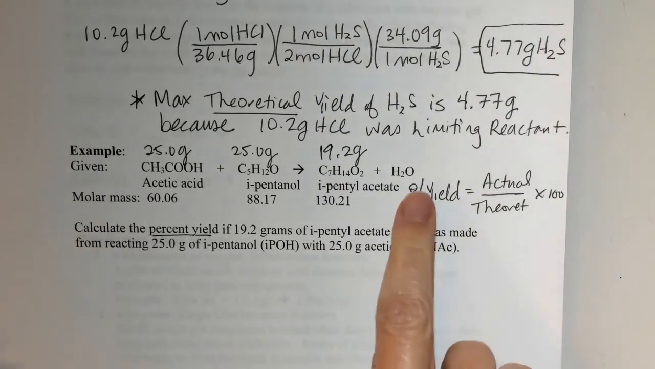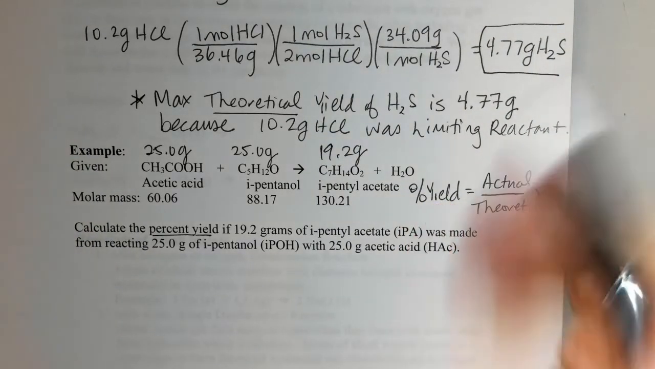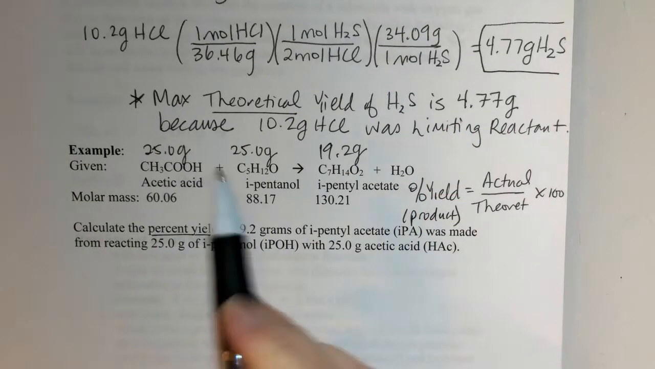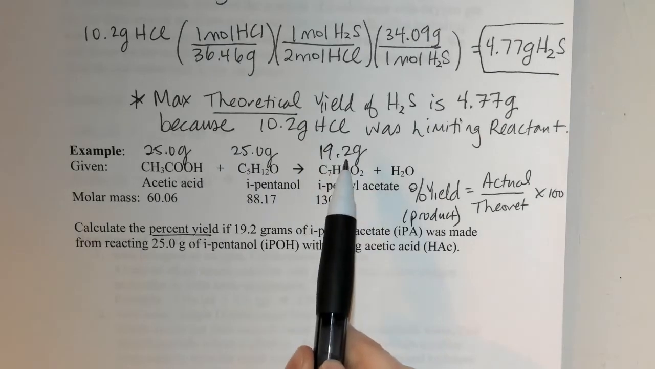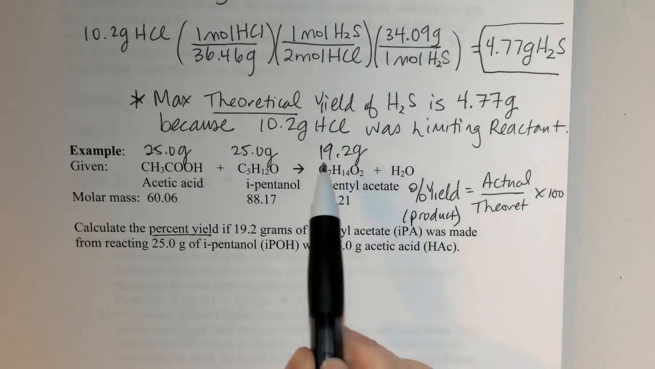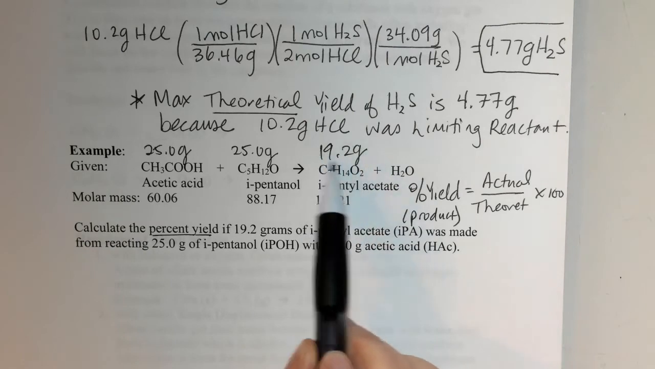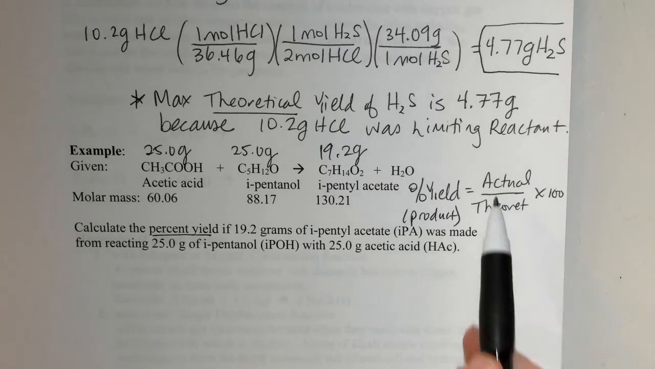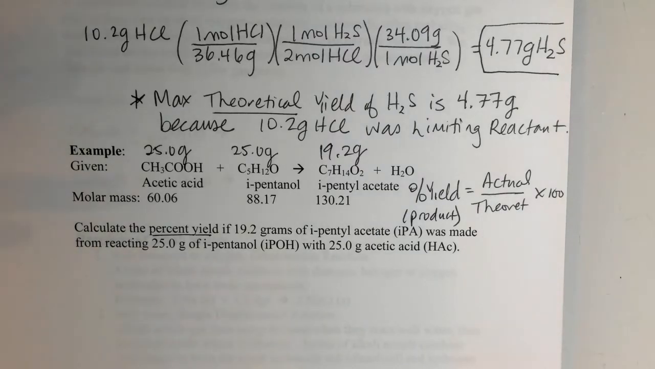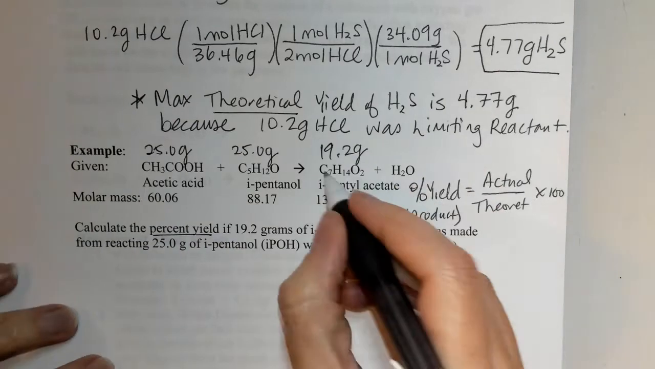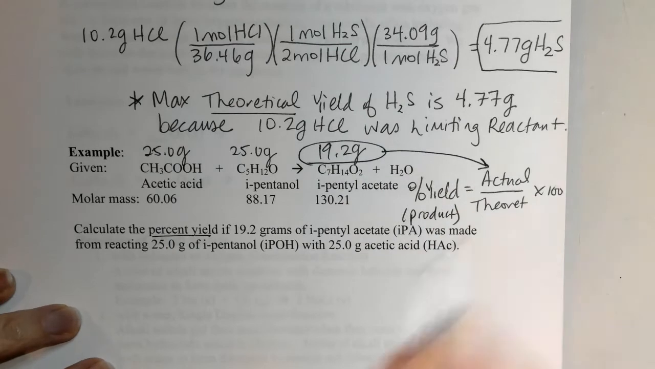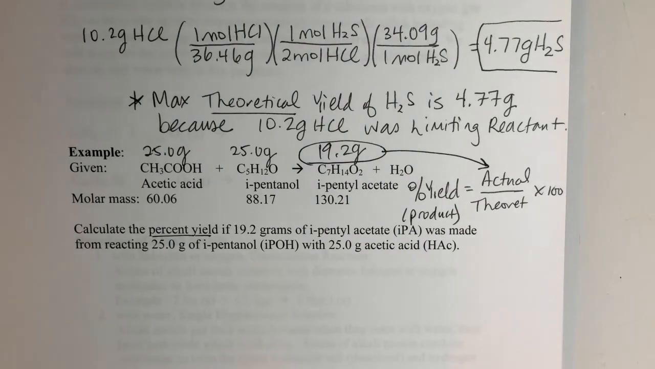Now, if you're doing a percent yield, it's a yield, so it's always going to be looking at the product. The reason I point that out is when you look at the quantities given in the question, only one of them is about a product, the 19.2 grams of the ipentyl acetate. And the actual yield comes from actually doing the experiment. And since we're not in lab, that has to be given to us. So whatever mass of product is given to you, that's going to be the actual yield. That was the actual mass of ipentyl acetate that was made in this reaction.